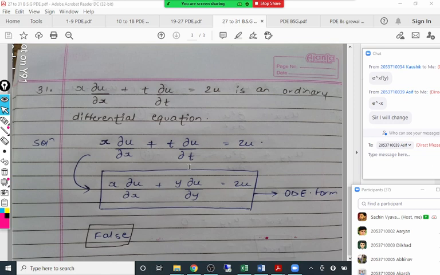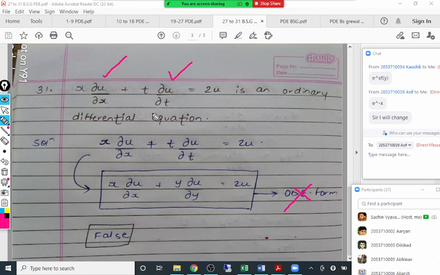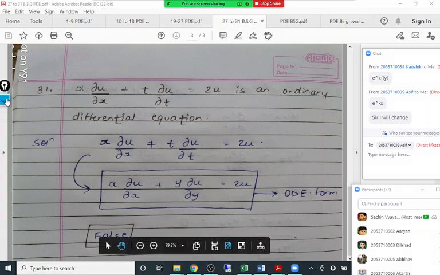Is it clear? Okay, so good. The answer is written correct. It is false only, but this is not ODE form. By observation only we say it is not ODE because partial coefficients occur there, so it is not ODE. That's one. Okay, so that's about all the questions.